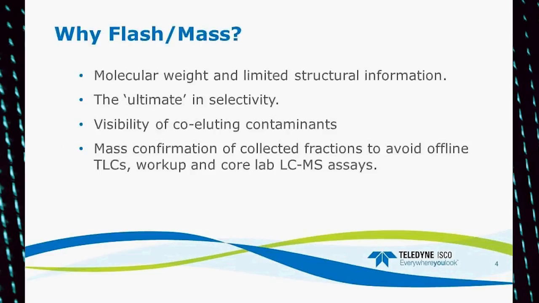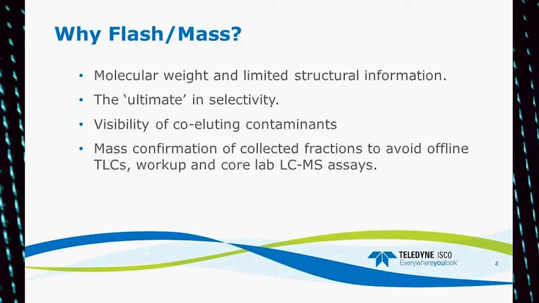Well, first of all, let's talk about why flash mass. The obvious reason is because you can get the molecular weight of the compound that's being eluted and purified. You can get some limited structural information from the mass spectra that's generated inside the mass spectrometer. It's really what we would call the ultimate in selectivity. By that, I mean that you could selectively collect peaks based upon the target mass ion that you program into the detector. And we'll get into that a little bit later.